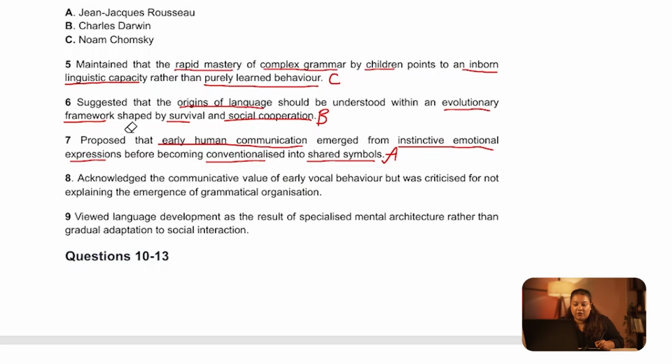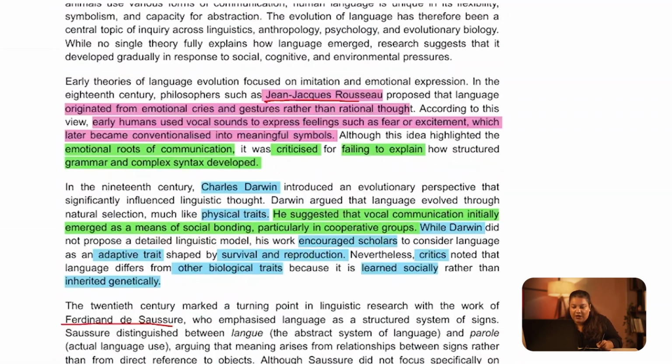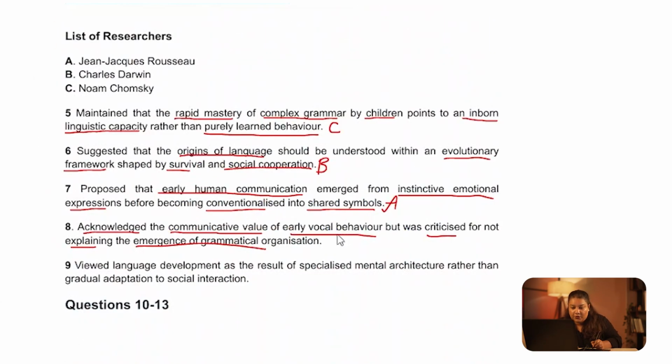Alright, let's move to question number 8. Acknowledged the communicative value of early vocal behavior but was criticized for not explaining the emergence of grammatical organization. So let's underline some keywords. Acknowledged communicative value, early vocal behavior, but was criticized for not explaining the grammatical development or organization. So let's move forward. Let's start skimming and scanning from here. So here we do have early humans used vocal sounds, and it also says that this idea highlighted the emotional roots, but it was criticized because it failed to explain how grammatical structure or complex syntax developed. So it was again said by Jean-Jacques Rousseau. So my answer to question number 8 will be option A.